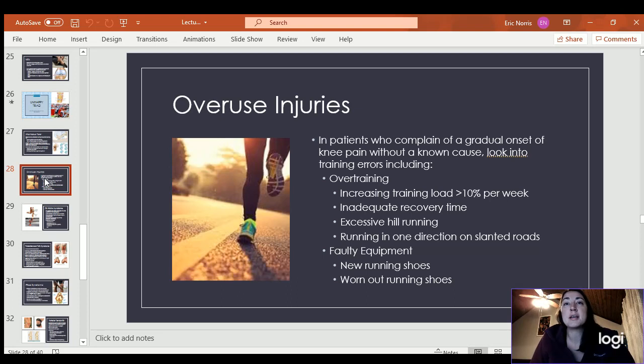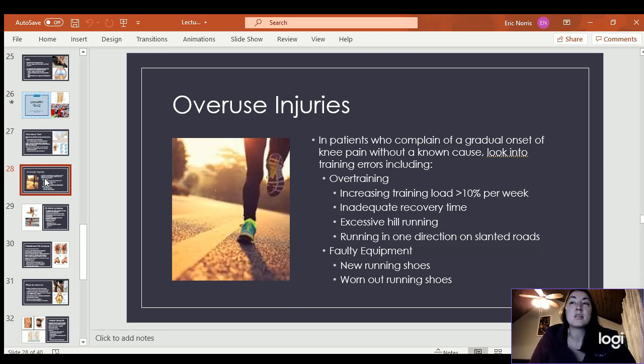Another training error would be inadequate recovery time. So they're not taking days off, or they're running too many long runs, or in between their long runs, their short run is not quite short enough, or they don't have enough true rest days, might not be stretching enough, or icing, or caring for that area enough.